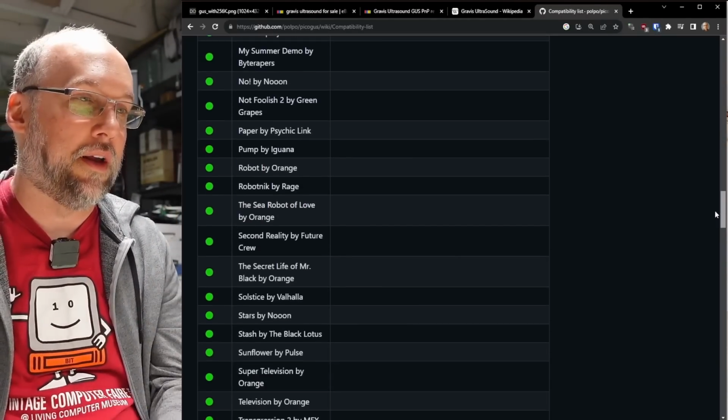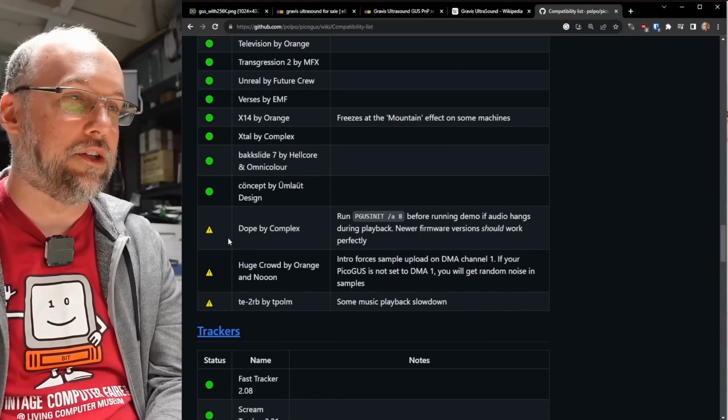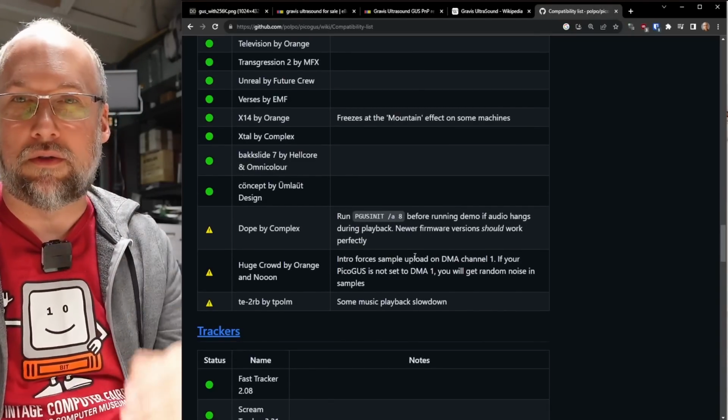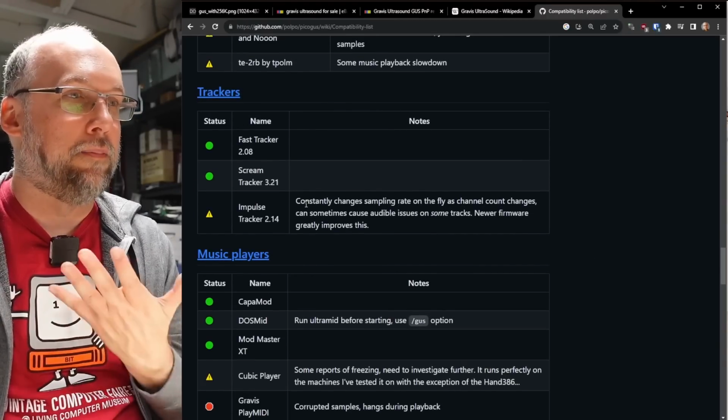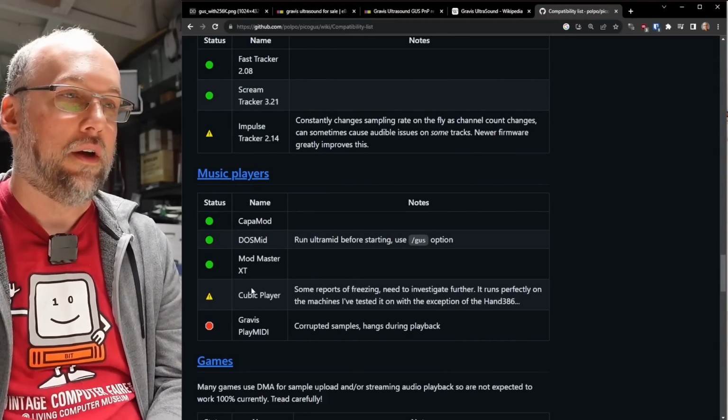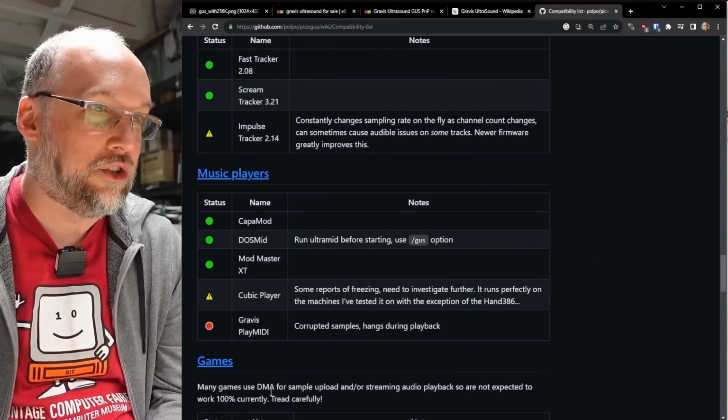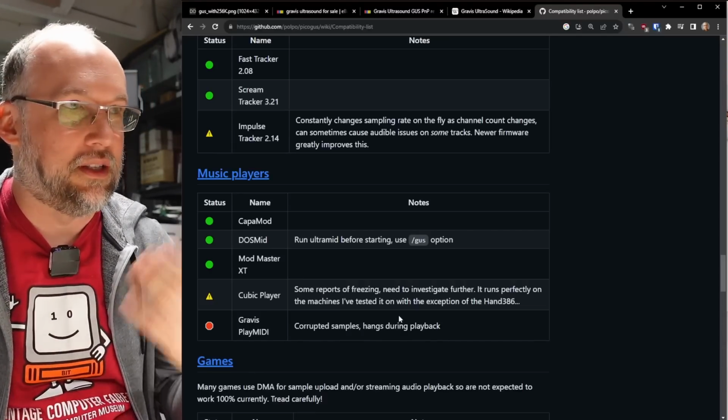Now, scrolling down the compatibility list, we have Gravis Ultrasound compatibility with demos, and you can see lots and lots of stuff is working. But I think there are a few little issues here. So, little DMA issues or things like that. And then looking at trackers, looks like Impulse Tracker might have some small issues. Cubic Player here potentially has an issue, and Gravis PlayMid doesn't seem to be working.